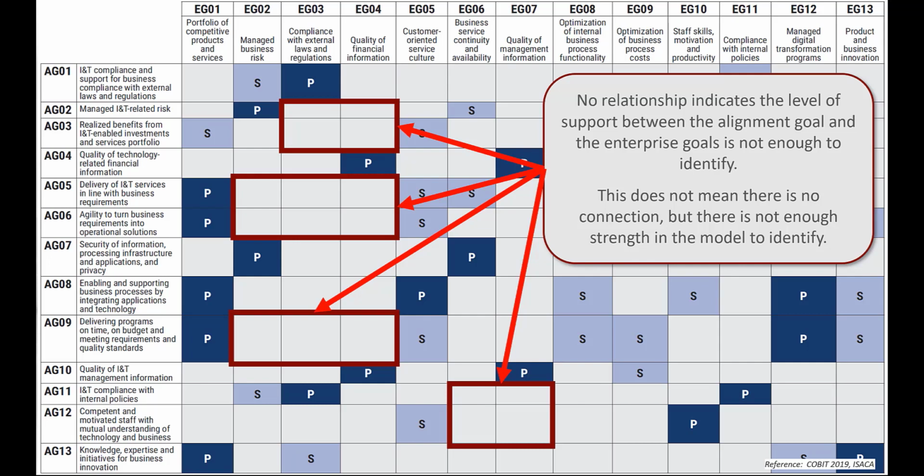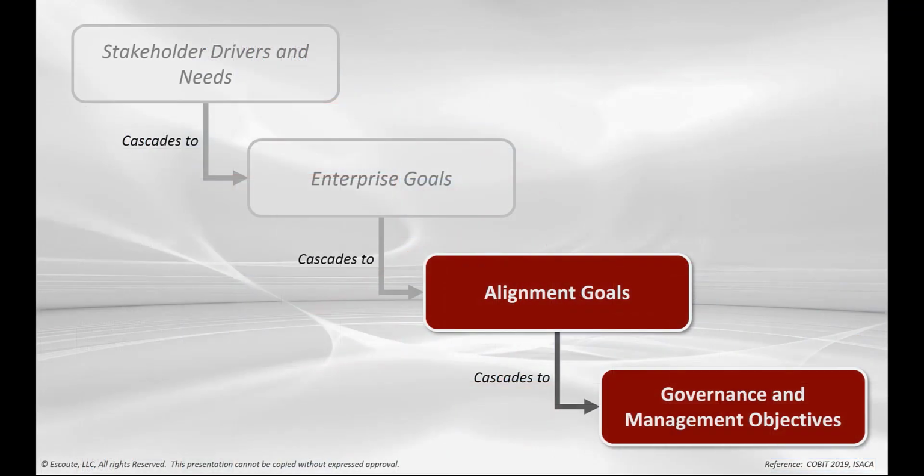So what we've just seen is this mapping from enterprise goals down to alignment goals. And what we want to do next is map our alignment goals down to what we call those governance and management objectives. There are 40 governance and management objectives in what we call the COBIT core in COBIT 2019, and let's see what those look like.